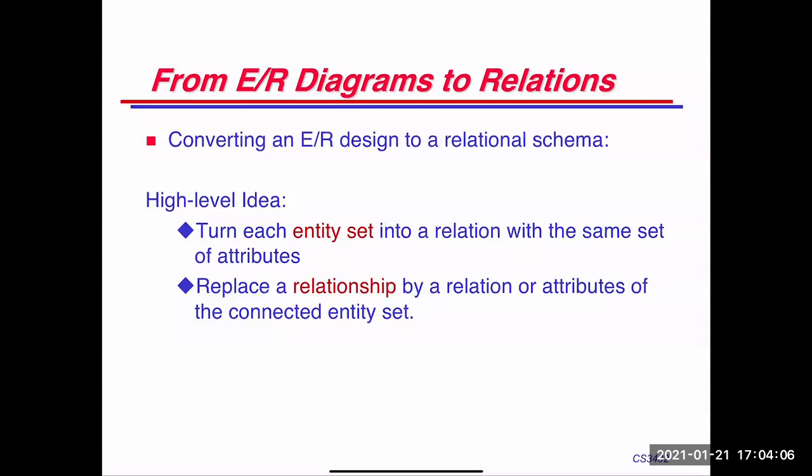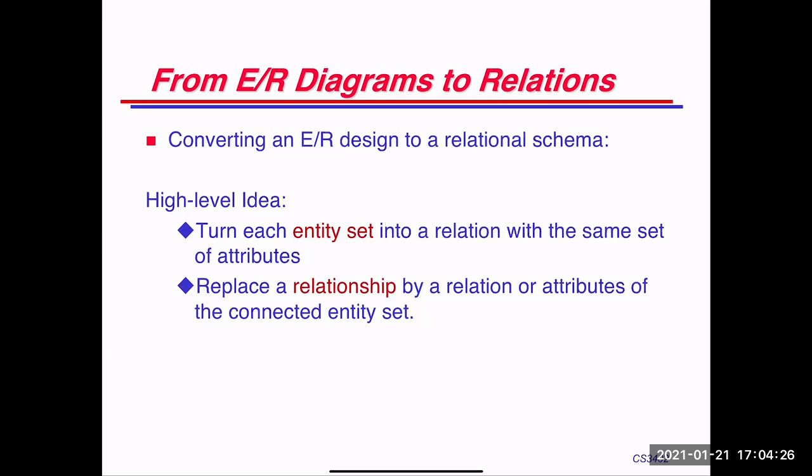This means that when I have a relationship in my ER diagram, I might just model that relationship as a set of attributes of one of the participating entities, or I might create a separate relation, meaning a separate table, for that relationship.